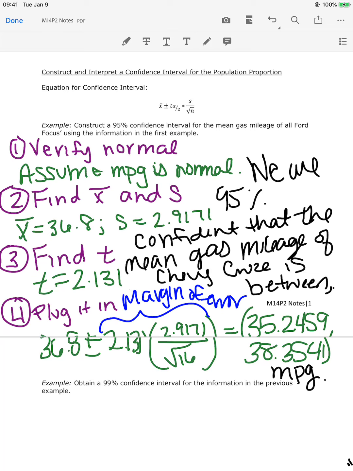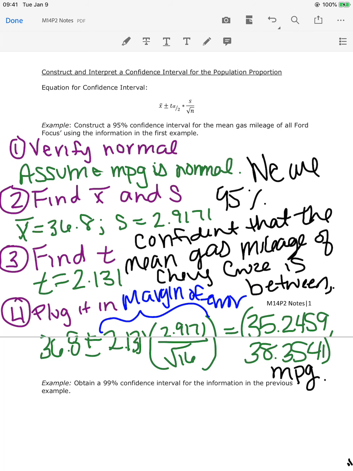So that means 95% of the samples that we could have taken would have had a mean between 35.2 and 38.4. Or 95% of all Chevy Cruzes will have... No, that's not true. Ignore what I just said. 95% of all possible samples are between 35.2 and 38.4. That is correct. And I am 95% confident that the mean gas mileage is between these two numbers.